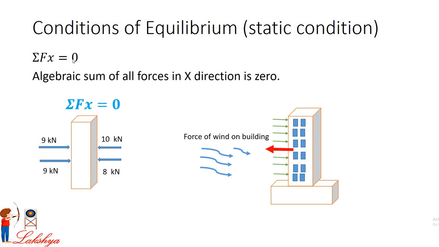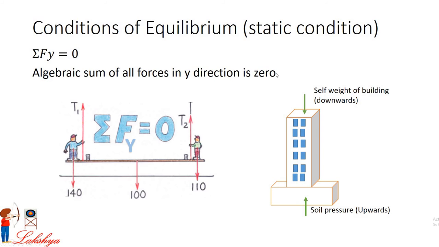So sigma Fx is equal to 0, meaning the algebraic sum of forces in the x direction is 0. No translation in the x direction. Consider if this body is affected by wind force, then what will happen? The body will translate in x. This building will translate in x, right? So right now this body is unaffected, so sigma Fx is 0.